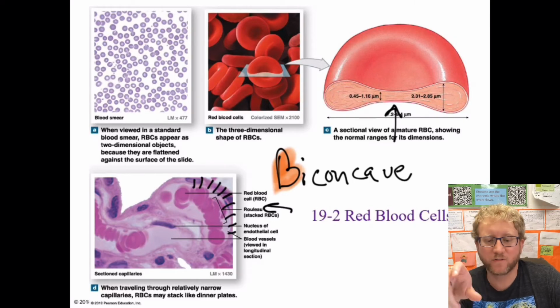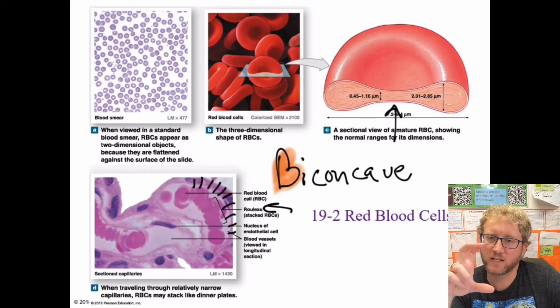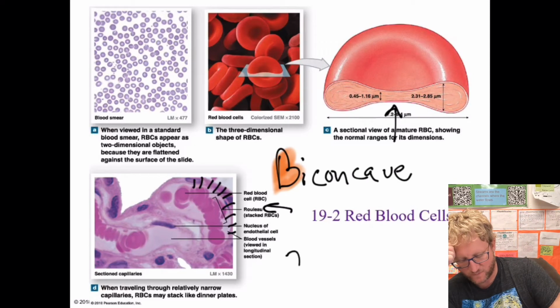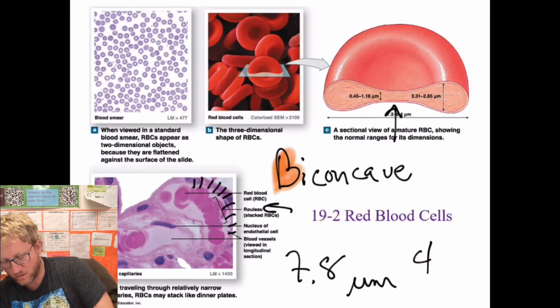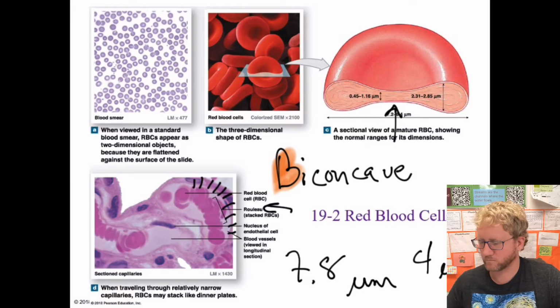The cells will actually bend and flex when they're going into these capillaries, which allows the much larger blood cell to pass through the much smaller capillary. Blood cells are somewhere in the neighborhood of 7.8 micrometers, which is super tiny, and a lot of your capillaries are 4 micrometers. So they're very flexible, like rubber frisbees.